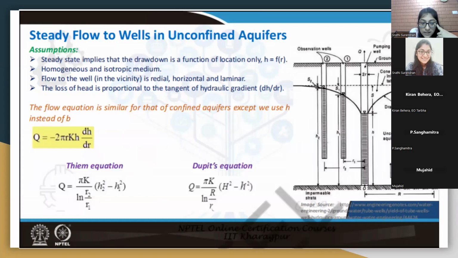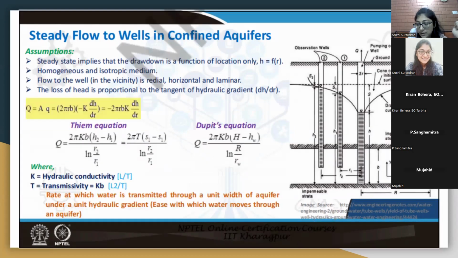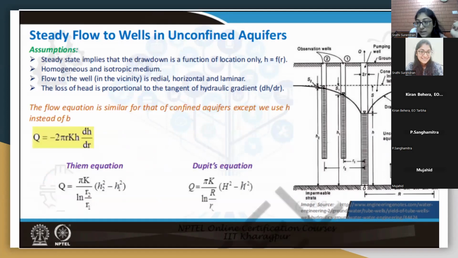When it is an unconfined aquifer, this formula is going to change like this. Q is equal to pi k into H2 square minus H1 square by ln of R2 by R1. Earlier there was a 2 pi k into B, which is the thickness of the confined aquifer. When the aquifer is unconfined, the whole H is considered as the thickness, so K into H will give us the transmissibility.